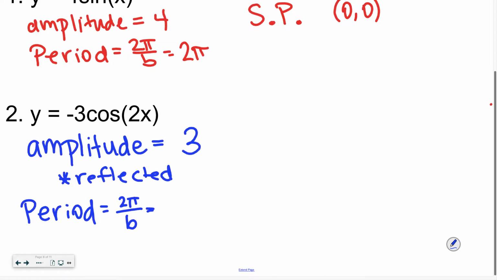Nate, what would our b value be? It'd be 2. So 2 pi divided by 2 is pi. Our period is pi. So what's happening is the cosine is being drawn in a shorter amount of time. Okay, so it's going to be more squished horizontally.